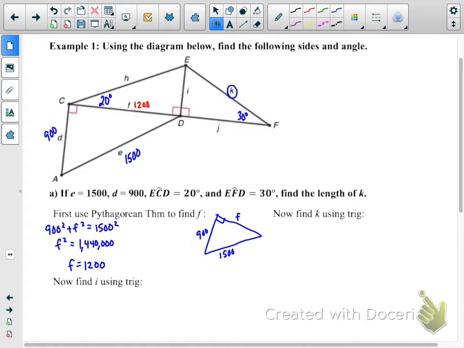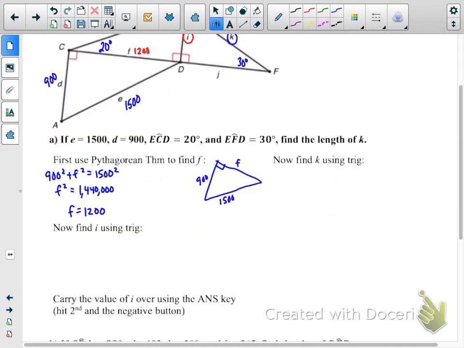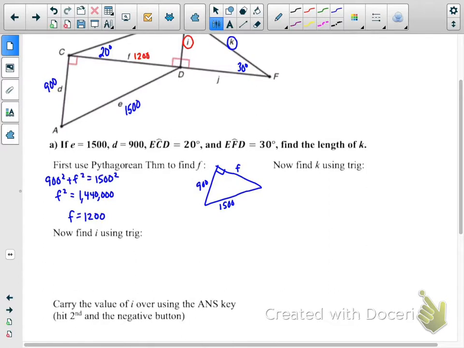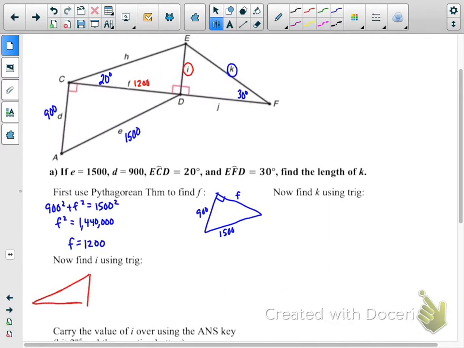So now, again, I'm trying to come up with some side here in this triangle. Now that I know a side right here, I could use trig with this angle to find either H or I. H is not really helpful to me, so let's find I right here. So in that triangle, let me draw that one over here. So I know 1,200, I know 20, and I'm trying to get I. So that's my opposite side, that's my adjacent side. I can use tangent. So tangent of 20 is equal to I over 1,200.